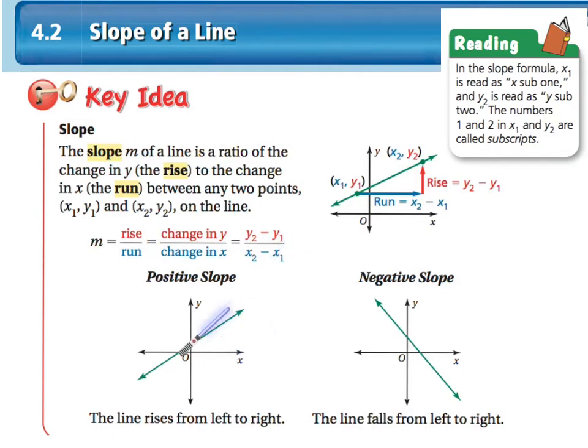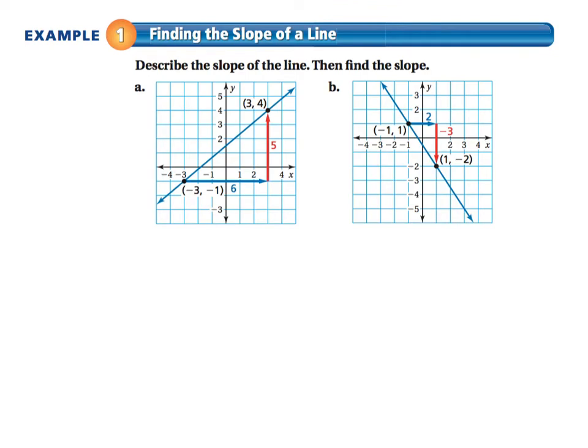So as you can see here, a positive slope, the line rises from left to right. Negative slope, the line falls from left to right. Example number 1, find the slope of the line. So finding the slope of the line, describe the slope of a line, then find the slope. Now, in this problem, I will tell you that they will never give you the actual 5 and 6. So we're going to pretend the 5 and 6 are not there.